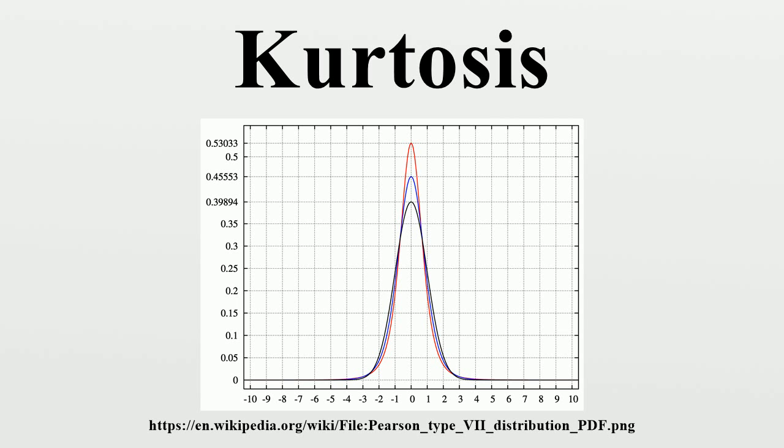Between the blue curve and the black are other Pearson type 7 densities with gamma 2 equal to 1, 1/2, 1/4, 1/8, and 1/16. The red curve again shows the upper limit of the Pearson type 7 family, and the red curve decreases the slowest as one moves outward from the origin.